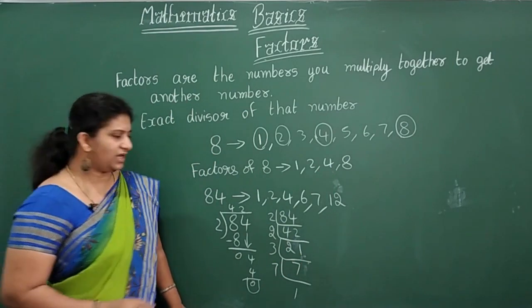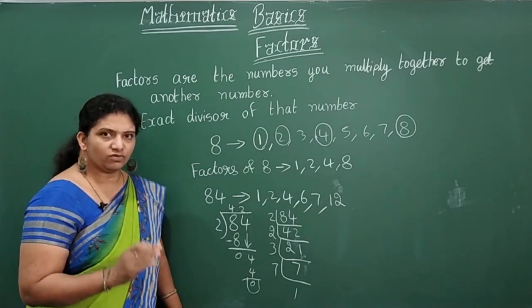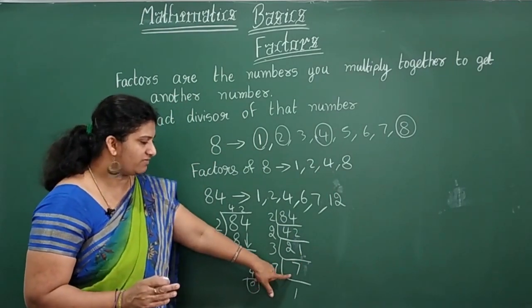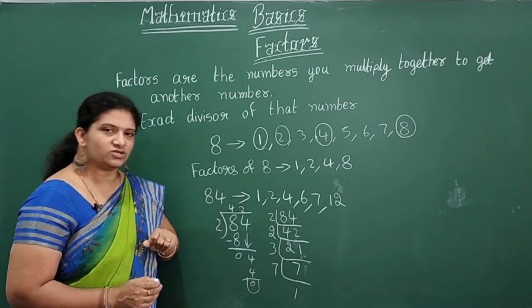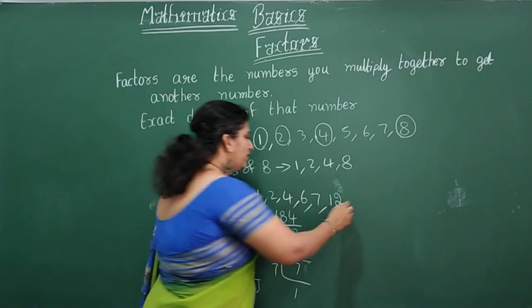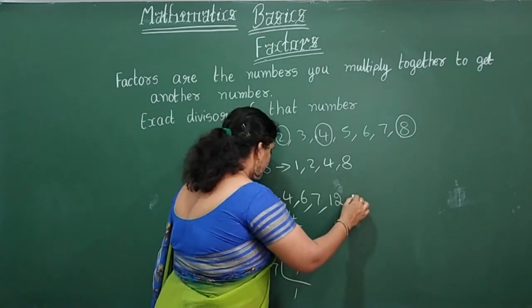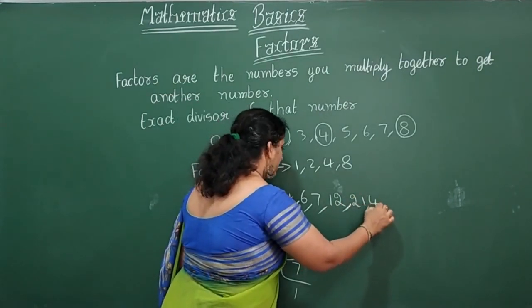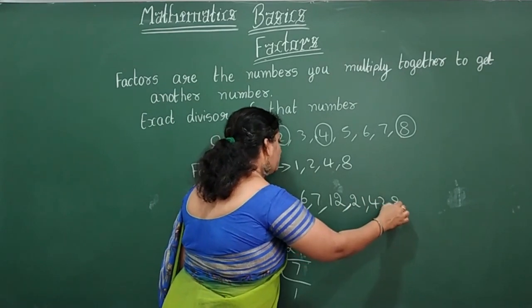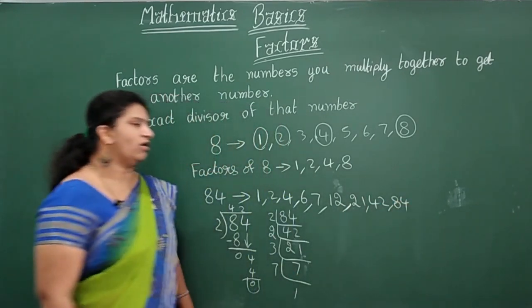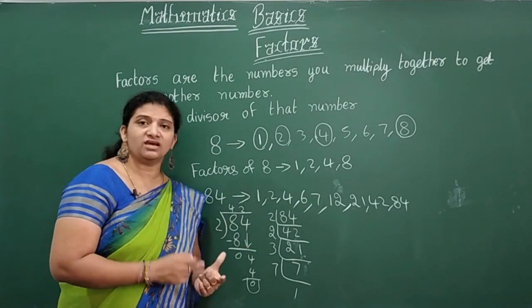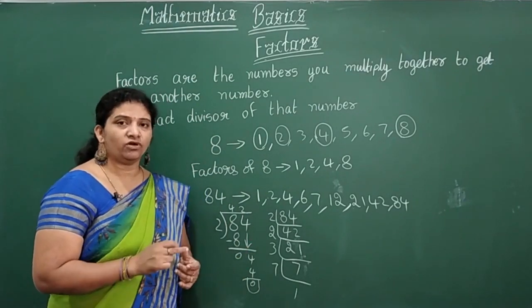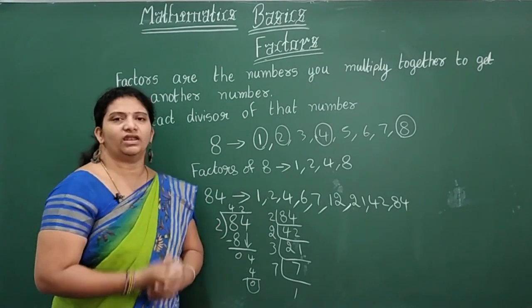Okay, then still what you have here? If you want, you can see here 7 is a factor, 21 is a factor, 42 is a factor. This all also you can write here, children. That is 12, 21, 42 and 84 is a factor of 84. See here, children, 84 ones are 84. 84 also is a factor of the given number.